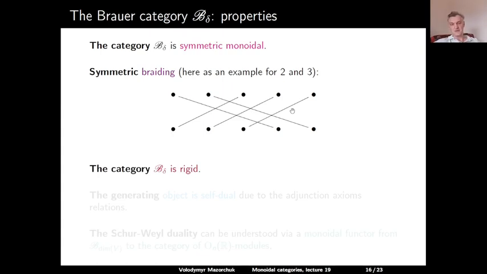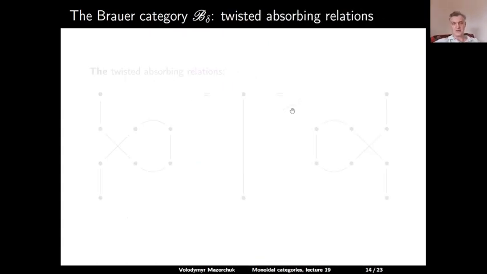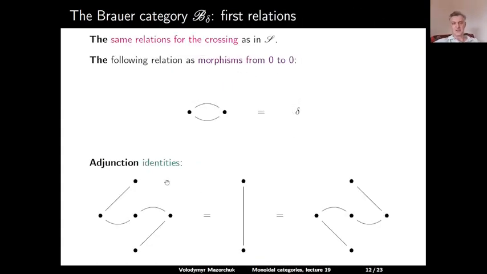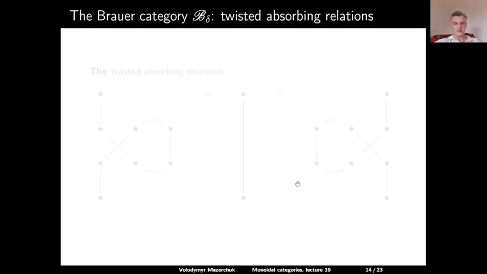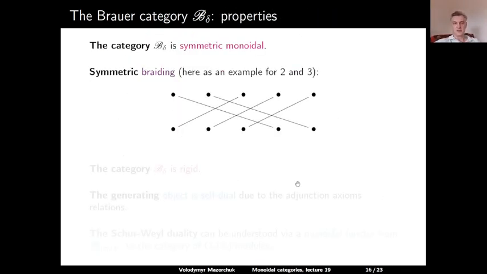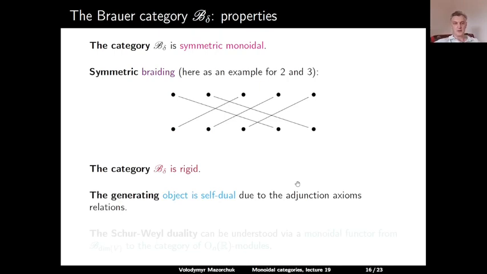So this category is rigid because we had these adjunction relations which tell us that the generating object is self-dual. So these adjunction identities say explicitly that the generating object is self-dual. And since the generating object is self-dual, then all objects have duals. So this is a rigid monoidal category. This is a rigid symmetric monoidal category with self-dual generating objects.